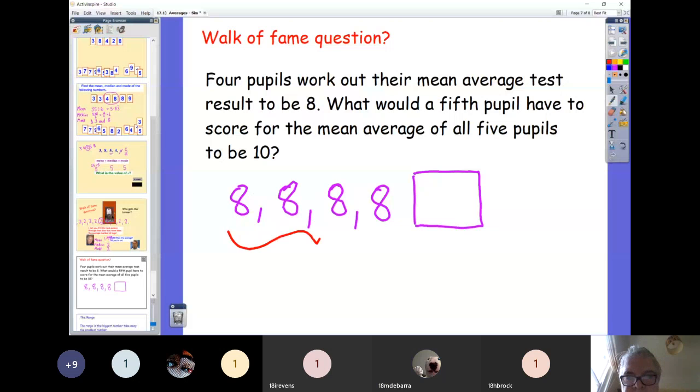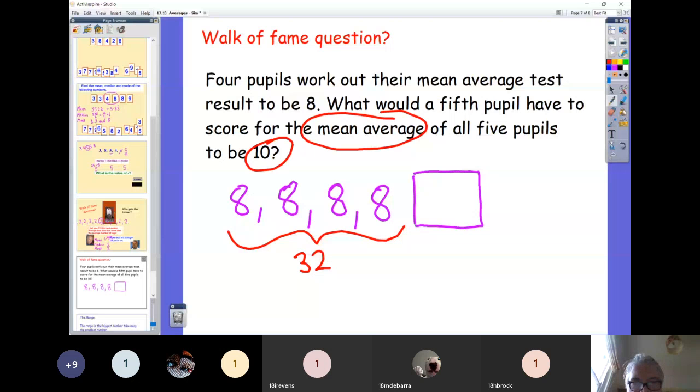If you add up these 4 marks here, we get 32. Now, if we're going to have a mean average of 10, that means when we add all of these numbers up, all 5 of them, and we divide by the number of numbers, which will be 5, we've got to get 10. So working backwards, what number divided by 5 gives us 10? And that's 50. So if all 5 of these numbers add up to 50, then 50 divided by 5 is 10. Our mean average will be 10.